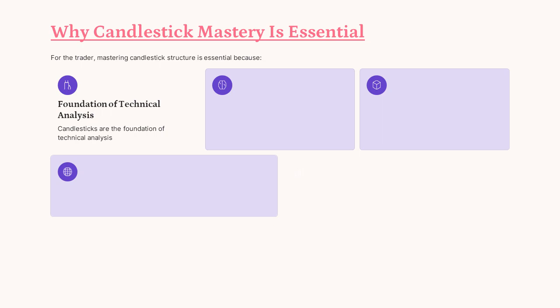Reason 2. Candlesticks reveal the psychology behind the price. Most indicators are lagging, they tell you what happened after it happened. But candlesticks show you the battle in real time. You see the fear in a long upper wick. You see the greed in a long bullish body. You see the indecision in a doji. You're not just looking at numbers, you're looking at human emotion frozen in time on a chart. That's an edge that pure indicator traders don't have.